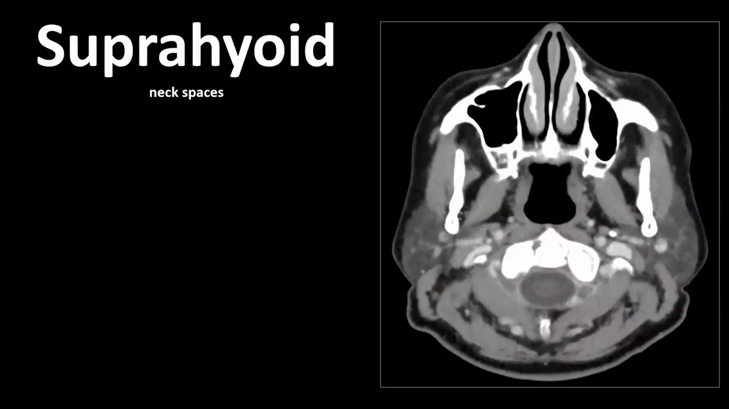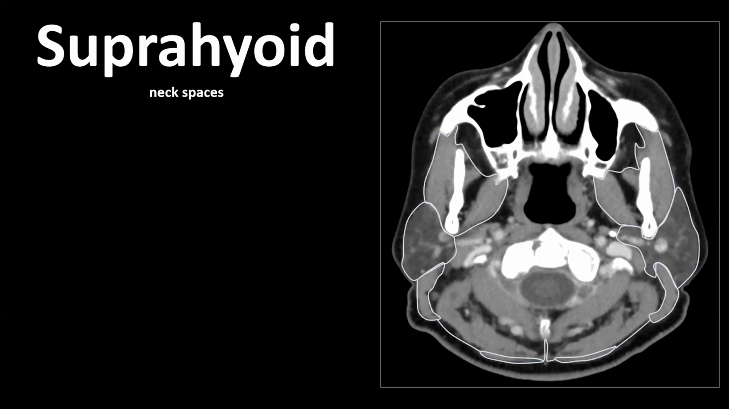Let's now do the same in the suprahyoid neck. We will see that some of the spaces we've seen in the infrahyoid neck will come back. We will also see them in the suprahyoid neck, but we will also encounter some new spaces. Let's start by drawing the location of the cervical fascia. That will help us understand what space we're dealing with.